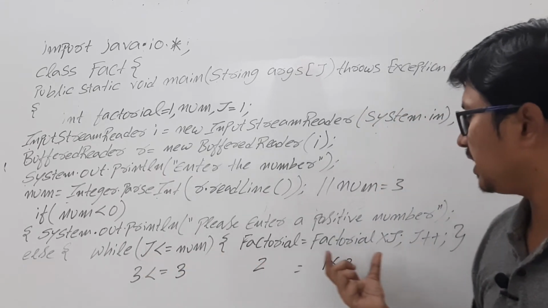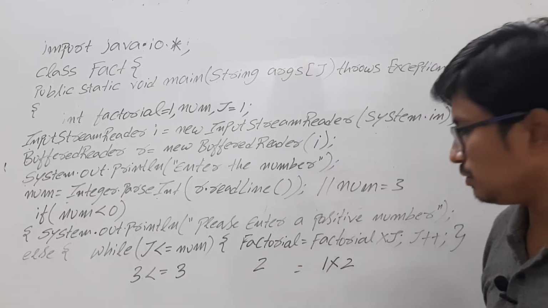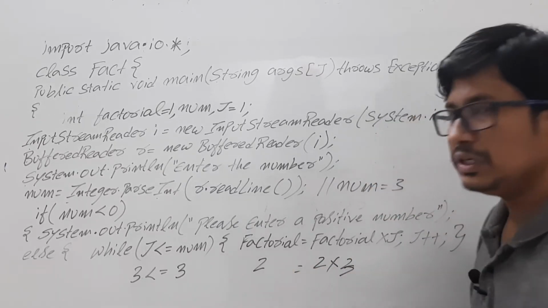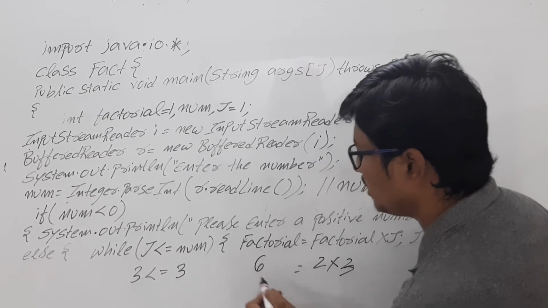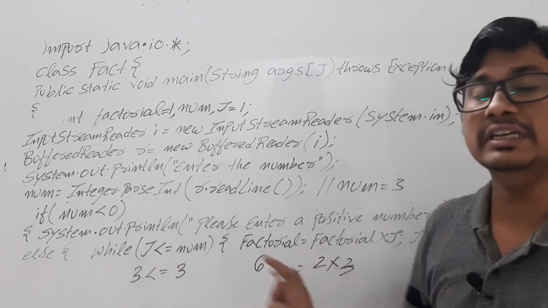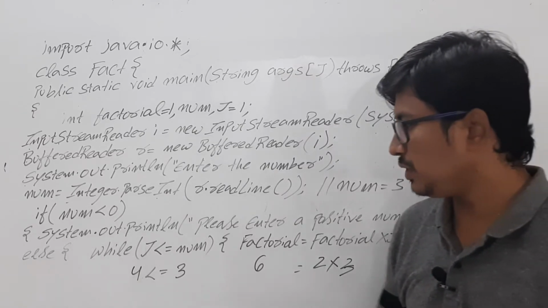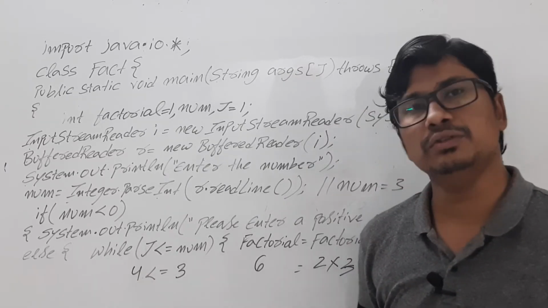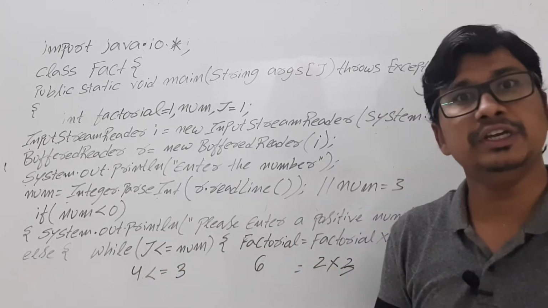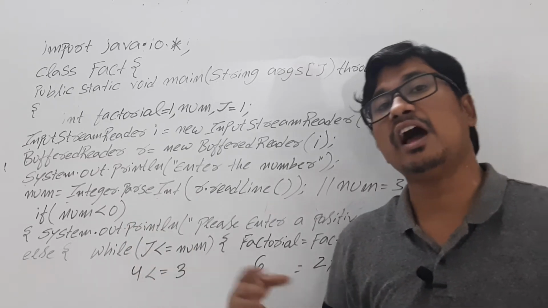If the condition is true, again the statements in the while loop will be executed. So factorial is equal to factorial into j. Already the factorial value is 2, the j value is 3. So 2 into 3 you will get 6. So factorial will have the value 6. Then the j value will be incremented. Already j is 3, 3 plus plus it will become 4. Now is the condition true again? 4 is less than 3? No. 4 is equal to 3? No. So this condition fails. If the condition fails, the statements in the while loop will not be executed. The control will come out and execute the statements after the while loop.